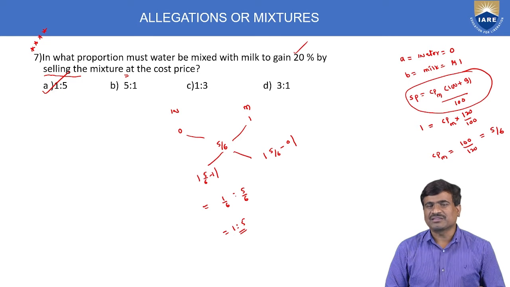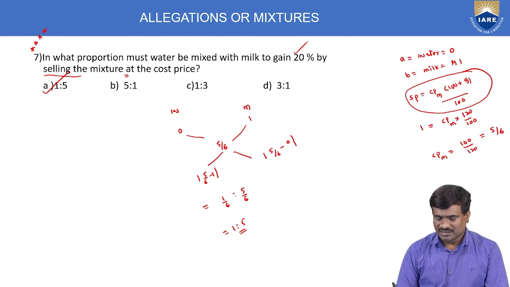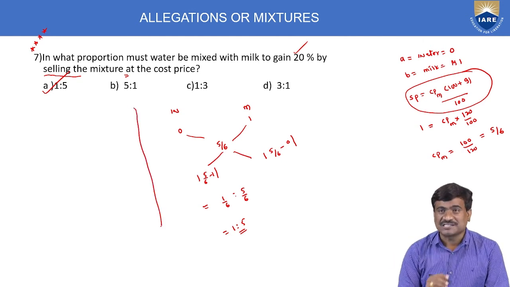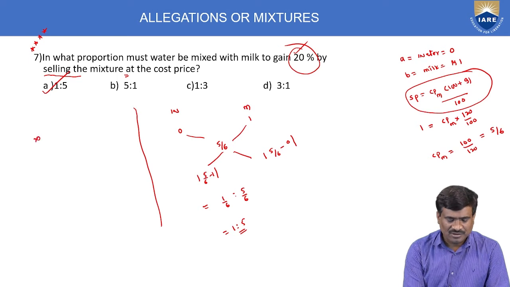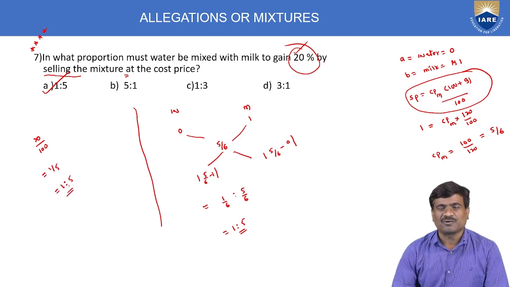Next method, M minus B is to M minus A, 1 is to 5. Option B only correct. This is about the general procedure. Next, shortcut method. Consider only the percentage. 20 percentage means 20 by 100, 20 by 100 is equal to 1 by 5. 1 by 5 indicates 1:5.